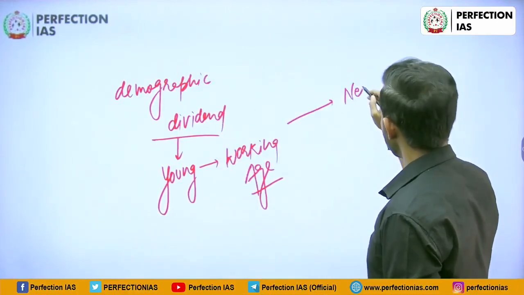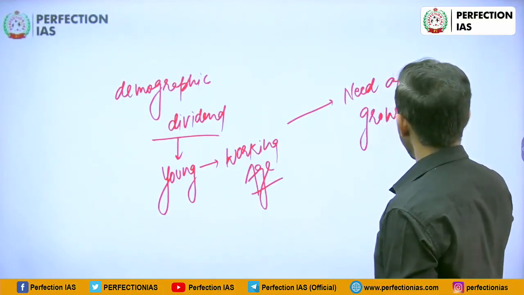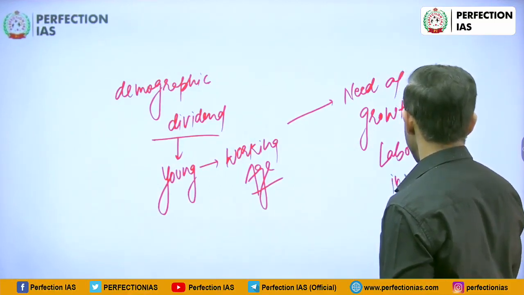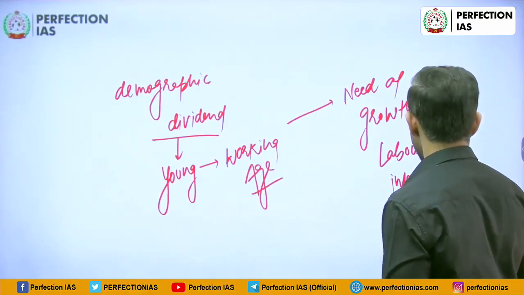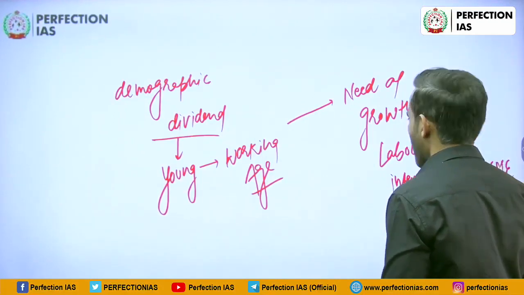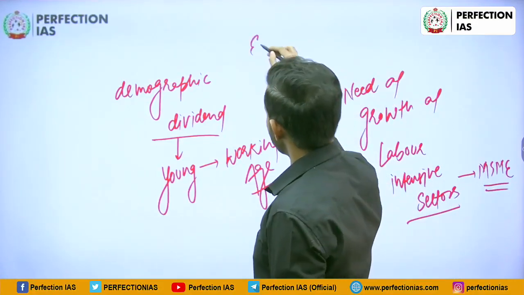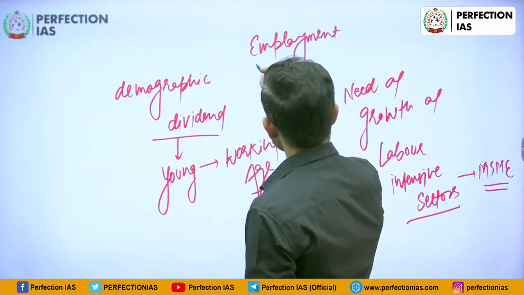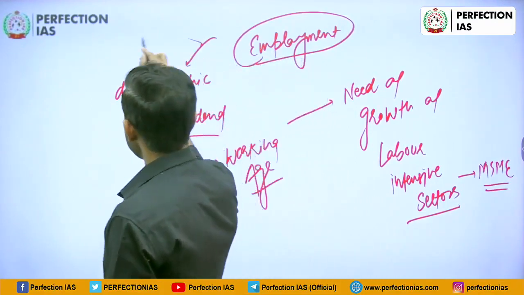So, there is a need for growth of labor intensive sectors. For example, the MSME sector. Apart from that, the government needs to create more employment opportunities, so that we can utilize our demographic dividend and we can achieve the target of a 5 trillion economy.